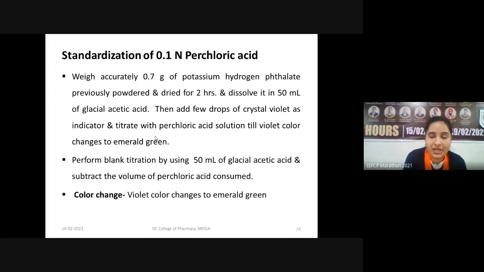We have done the standardization of 0.1 normal perchloric acid by titrating it with potassium hydrogen phthalate.